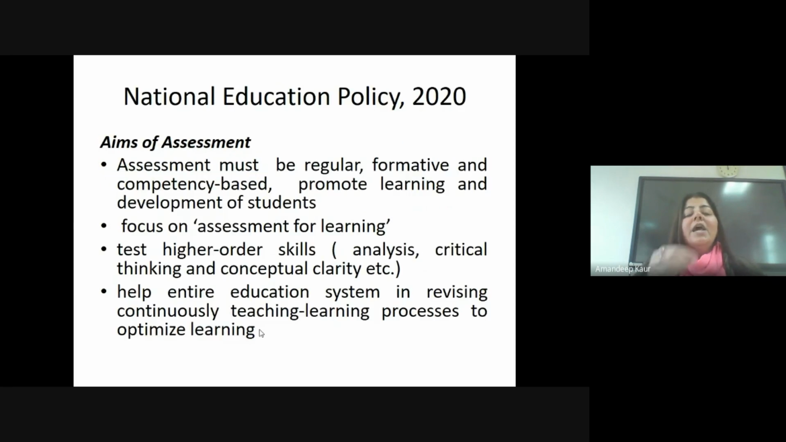As per NEP 2020, the aim of assessment is that it must be regular, it must be formative, it must be competency based, it must promote learning and development of the student. So when I said assessment must be regular and formative, it means the teacher needs to design many activities for the student, in which the teacher can regularly monitor the performance of the student, competency based.